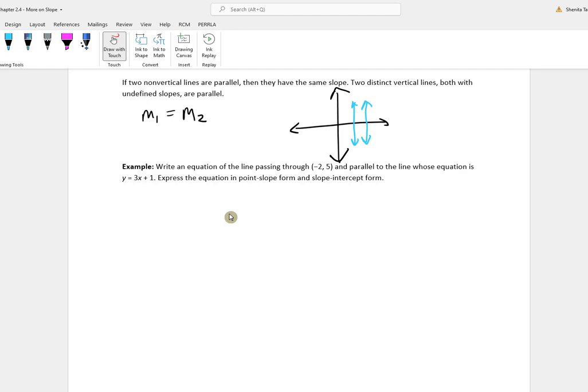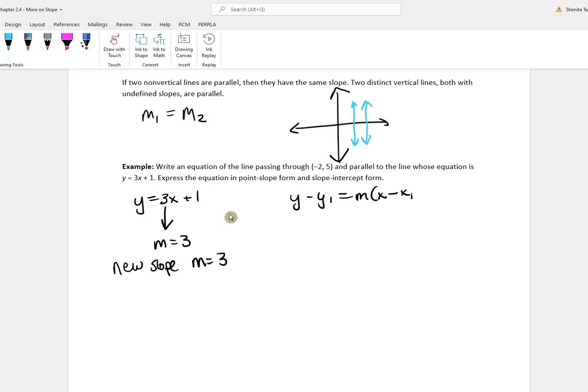Alright, so let's look at y is equal to 3x plus 1. Let's determine what this slope is. 3 is your slope. Okay? So the new line will have the same slope, but it's going to run through the point -2, 5. Alright, so the new slope will also be 3. So let's go ahead and write it in point slope form.